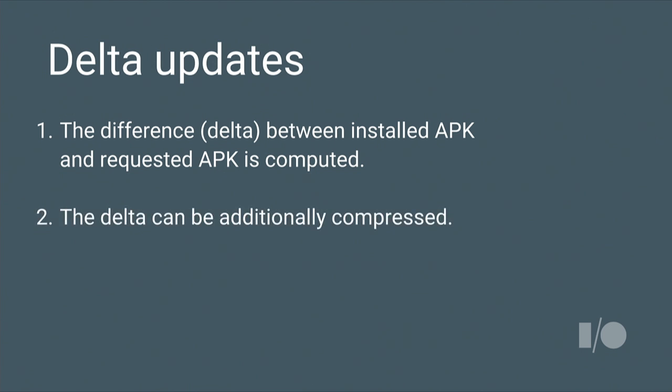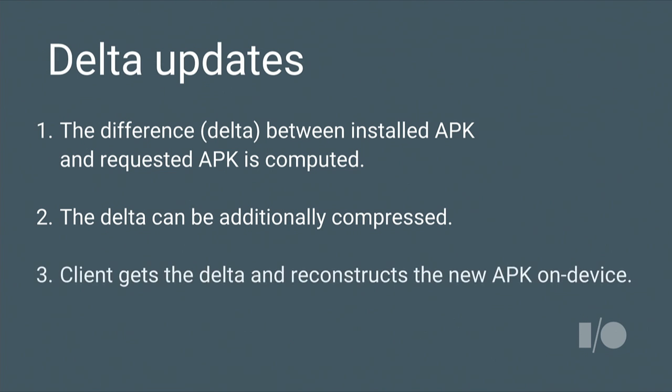It's just basically a binary difference. It uses an algorithm to figure out which bytes are similar and how it can send only certain bytes over the network. Then the delta can be additionally compressed. And finally, the client only downloads the difference, the delta file, and reconstructs the new APK on device. So the final result is as if the user had the whole new APK, the new signature and everything, but it's just reconstructed on the device from this patch file.